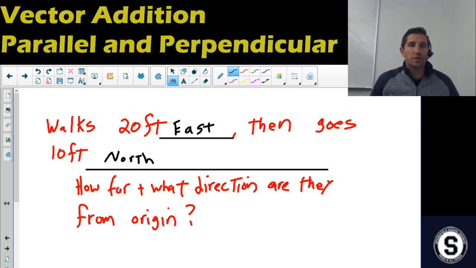In this case, because they're at right angles to each other, we can visualize this almost like a right triangle. We're going to use the Pythagorean theorem to figure out how far, and we can also use some trigonometry to help us find the direction of that displacement. So I'm going to use another slide and we'll draw it out on the next slide.